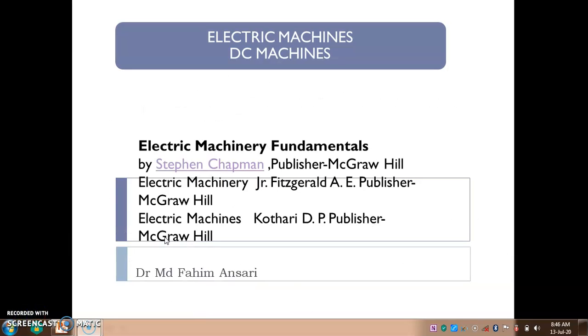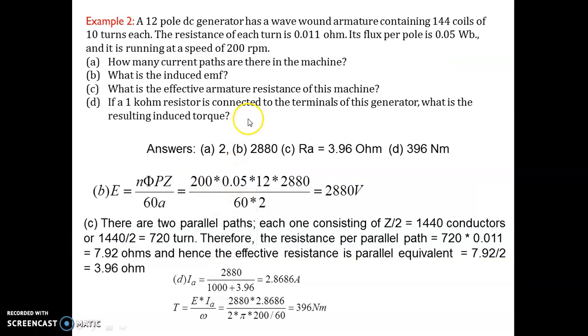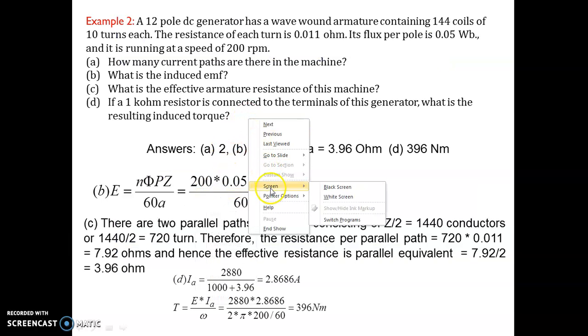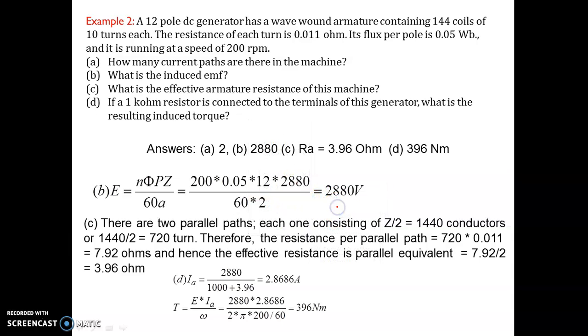In this part of the video, I will discuss some more examples on armature induced EMF and torque. So let us start with some more examples. This is one example related to all the concepts we have studied till now. You see, this is a very interesting question.